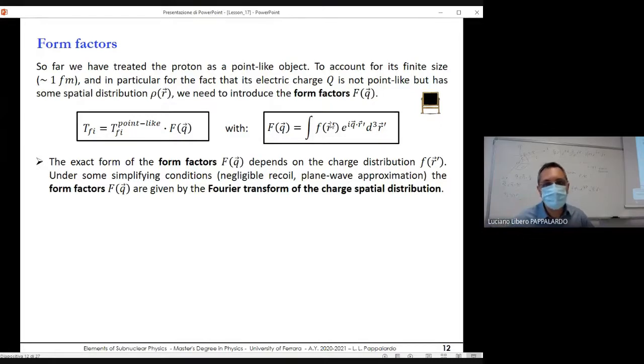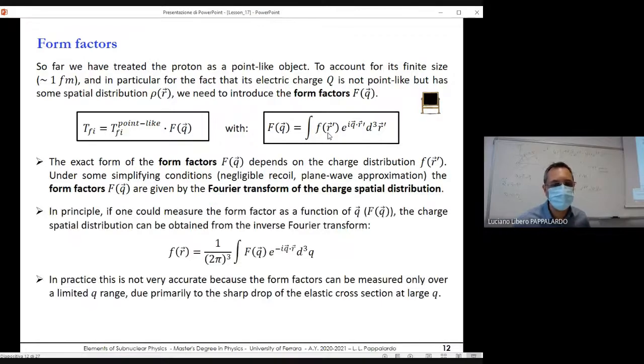So what we need to know is indeed the f function, the small f function. And in principle, one can measure the form factor in the way that we will show you later. So in principle, by inverting this expression, by doing the inverse Fourier transform after measuring the form factor, one can derive the shape of the charge distribution. So let me read here. The exact form of the form factors depends on the charge distribution. Under some simplified condition, as you see here, this is nothing else than the Fourier transform of the charge distribution.